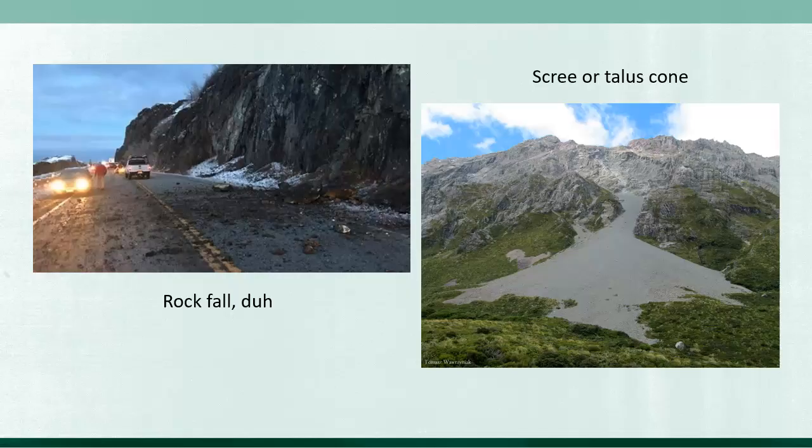But when that collects in large amounts, we can often get scree or talus slopes, which are the collection of fallen rocks at the bottom of mountains, something that's very familiar to people who spend a lot of time hiking around parts of Alaska.